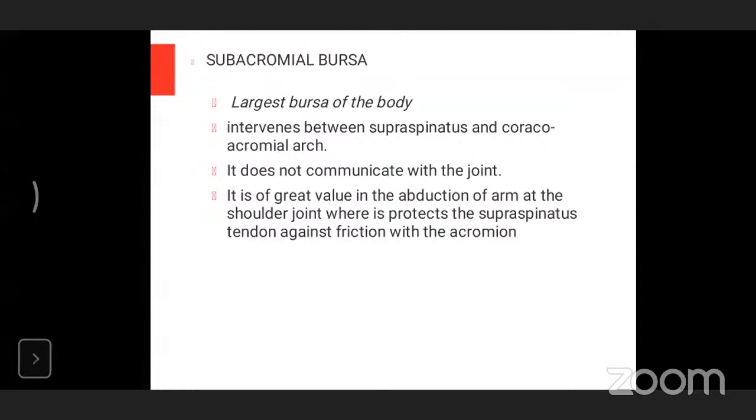Subacromial bursa: it's the largest bursa of the body, and intervenes between supraspinatus and the coracoacromial arch. It does not communicate with the joint. It is of great value in abduction of the arm at the shoulder joint, where it protects the supraspinatus tendon against friction with the acromion.